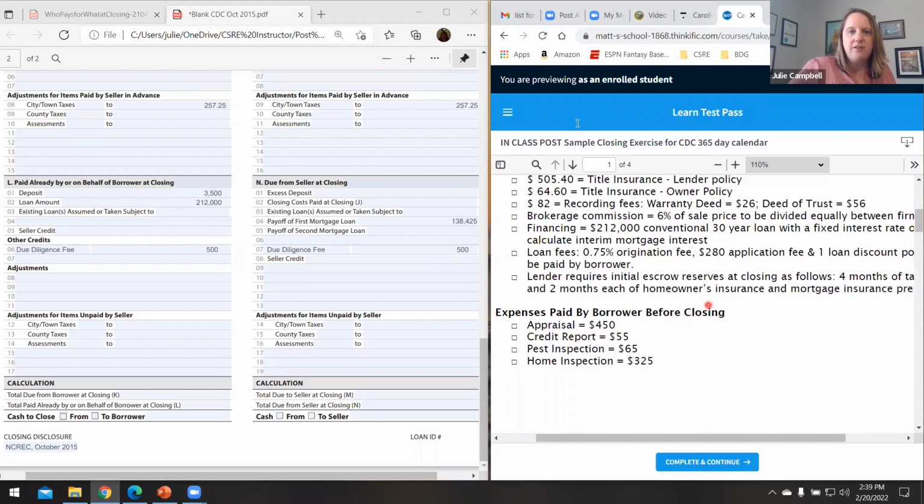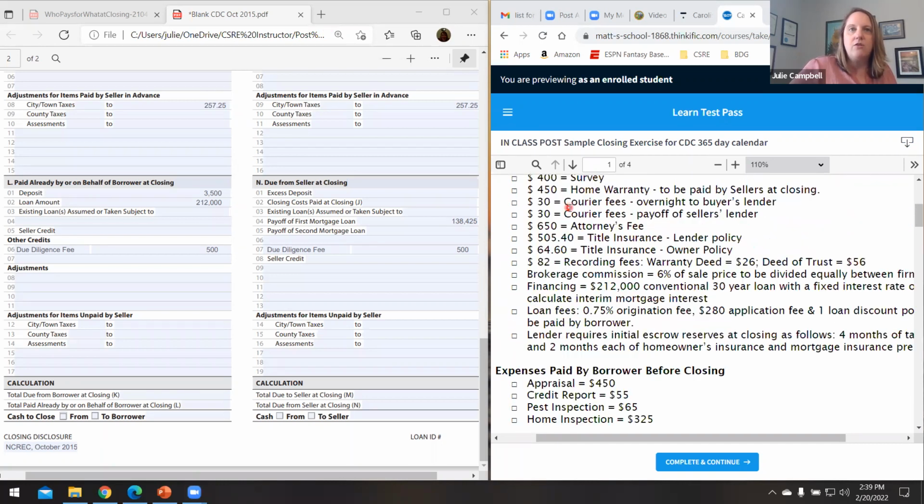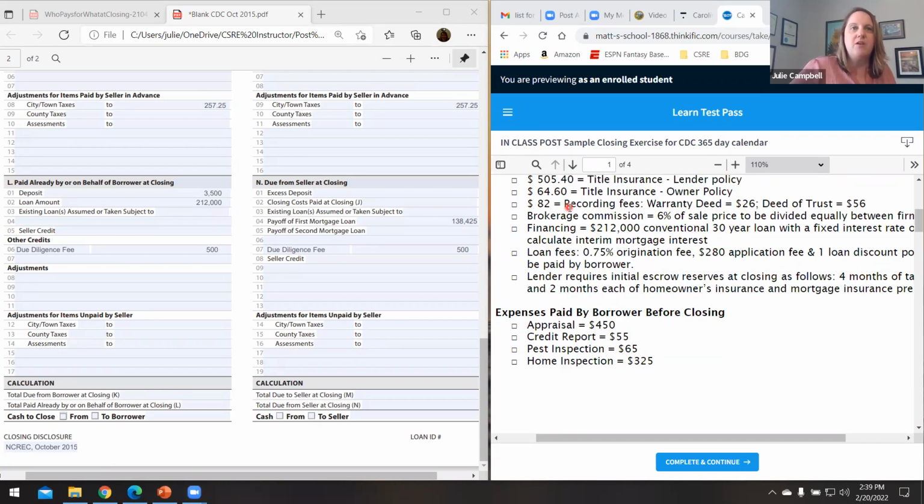So let's go back and revisit interim interest. Why don't you guys remind me in the chat? If we're going to go to closing on November 23rd, when is the borrower's first mortgage payment going to be due?